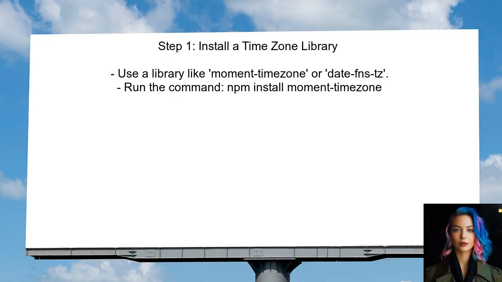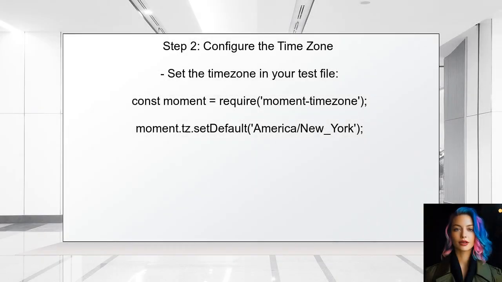To begin addressing the user's issue, we need to mock the time zone for our unit tests. The first step is to install a library that allows us to manipulate time zones easily. Next, the user should set up their test environment to use the desired time zone. This can be done by configuring the library to use Eastern Standard Time for the tests.